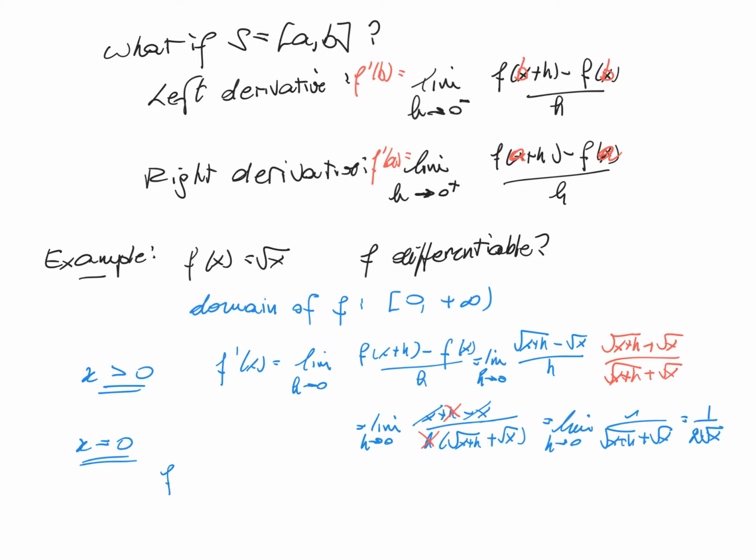For 0, we have f prime in 0 is the limit for h going to 0, but with positive values, of the root of x plus h, but x is 0 in this case, so the root of h, plus the root of 0 divided by h, so it is the limit h to 0 from the positive side of 1 divided by the root of h, or it goes to plus infinity. So we see now that the derivative is defined everywhere except in 0.